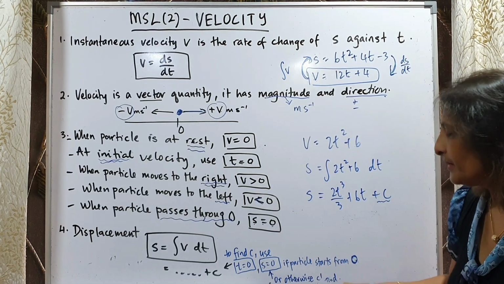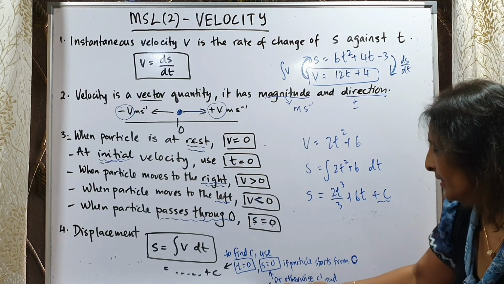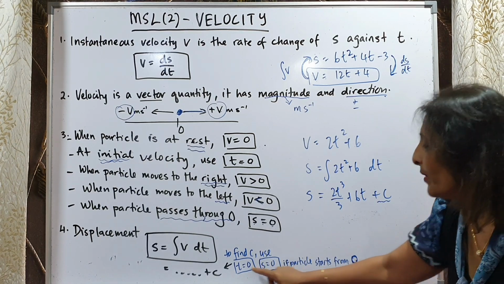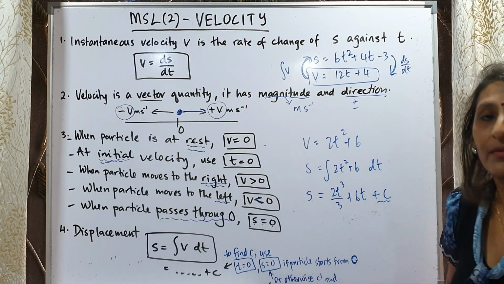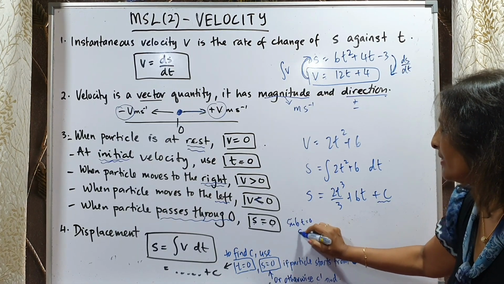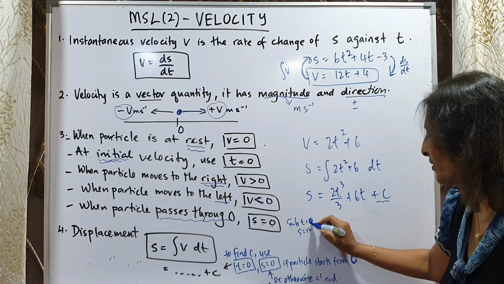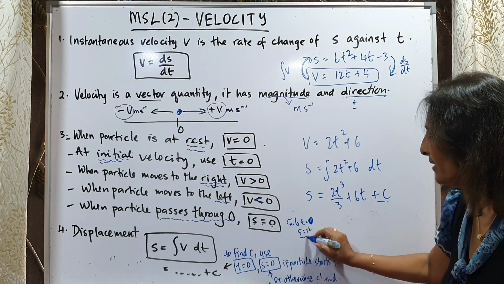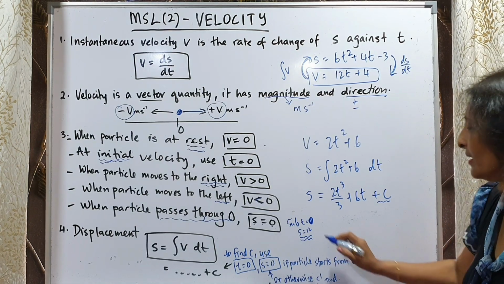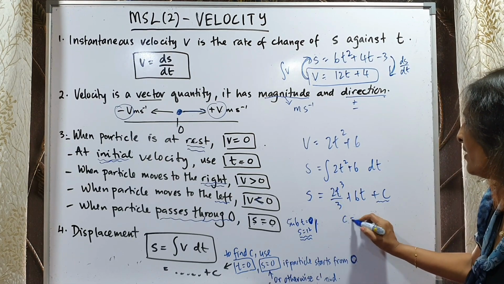But sometimes in the question they will say the particle starts at 12 meters, for example. That means when t is 0, s is 12. Then you have to substitute t equals 0, s equals 12. So it all depends on the question. T will always be 0 because it's the starting point, but s is not necessarily 0. So these two pieces of information, you take and sub s and t to find your c.